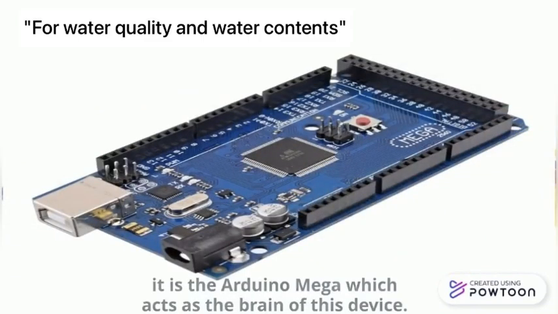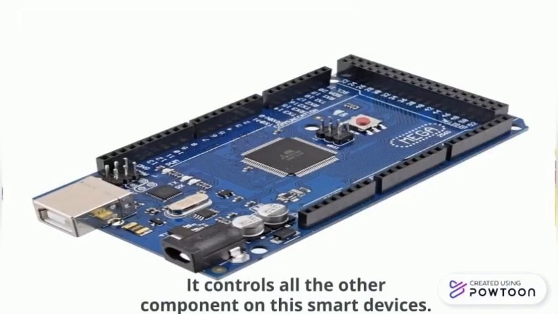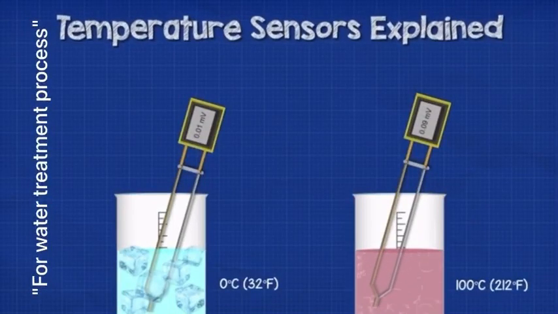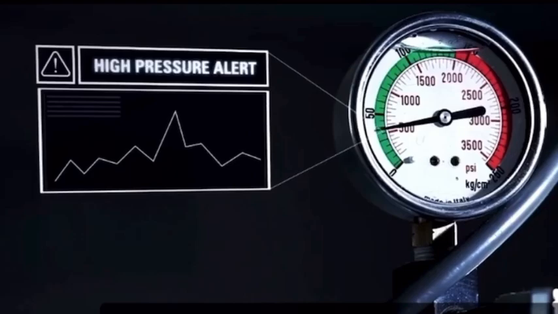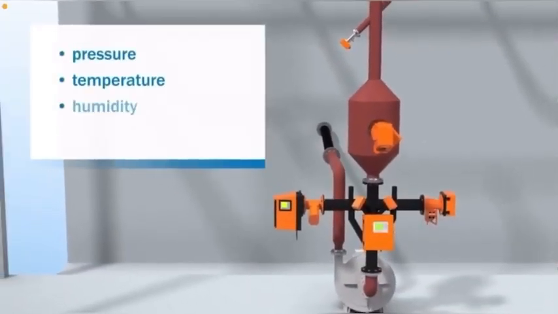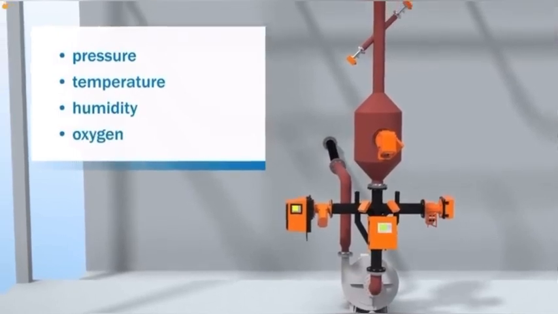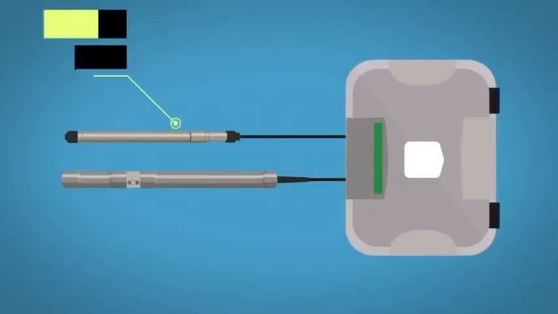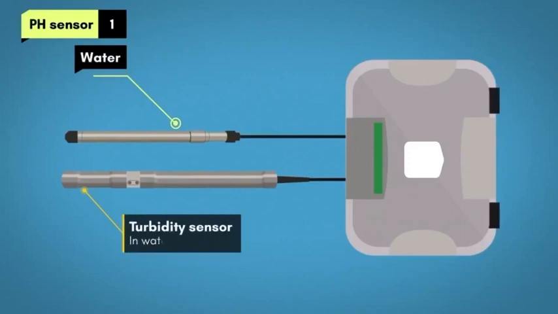It controls all other components on these smart devices for the water treatment process. There are also many sensors used too, such as temperature sensor and pressure and humidity, ammonia and nitrogen, water in order to determine a set of variables such as measuring pH and others.